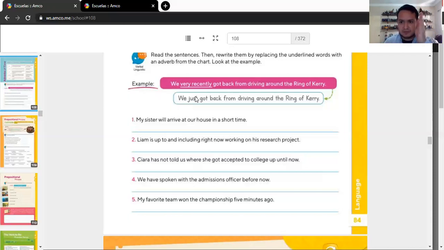Person, adverb, and then the verb. My sister will. Will is not going to be the verb in here. That is going to be an auxiliary verb. Then soon, that is the adverb, and then the verb, arrive. My sister will soon arrive. Or you could do it, my sister will arrive at our house soon.